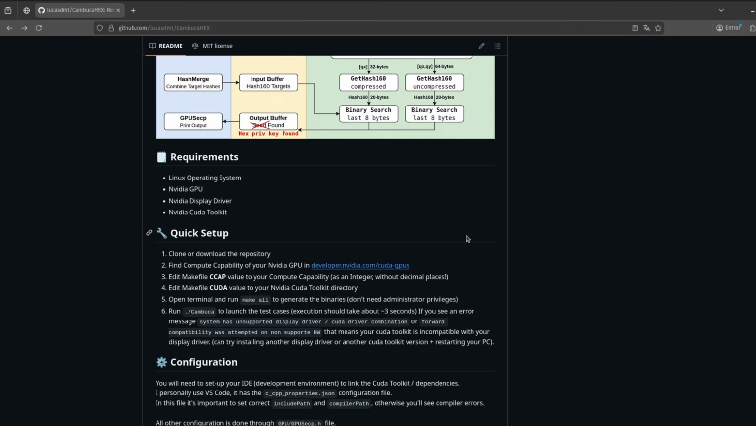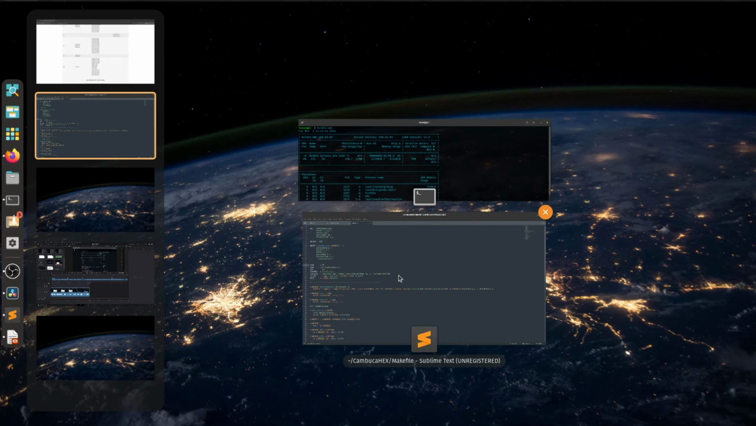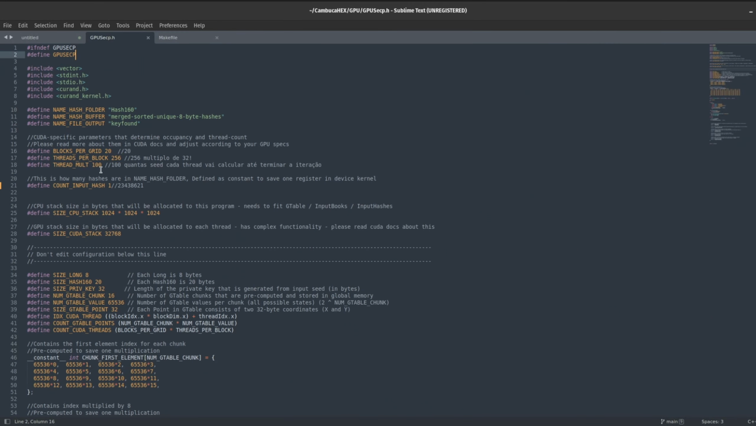After cloning the repository, you'll need to configure the generation for your graphics card. In our case, it's 75. You need to configure it in the makefile. It's also important to configure the number of blocks and the number of threads, but this will vary greatly depending on your graphics card's capacity.